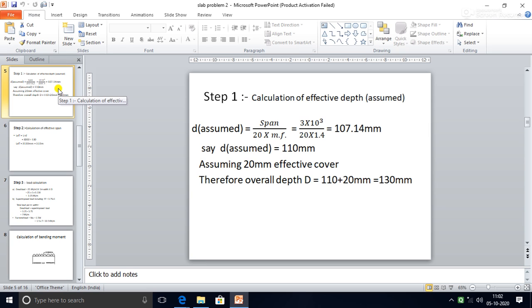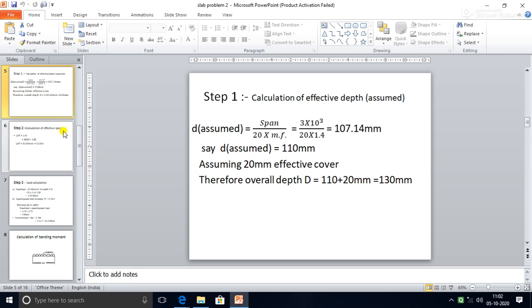Then step first, calculation of effective depth, that is d assumed is equal to span upon 20 into MF. The span is given as 3 meter, that is 3 into 10 to the power 3 in mm, upon 20 into 1.4, that is 107.14 mm. Say 110 mm. We have to increase the depth. As depth increases, the bending moment reduces. So we are going to increase this depth by 3 to 2 mm, that is, say 110 mm, or you can take 107.14 mm, no problem. Since the cover is given as 20 mm, we don't need to assume it; we will take 20 mm as effective cover. Therefore, overall depth D is equal to 110 plus 20, that is effective depth plus effective cover, so overall depth is equal to 130 mm.